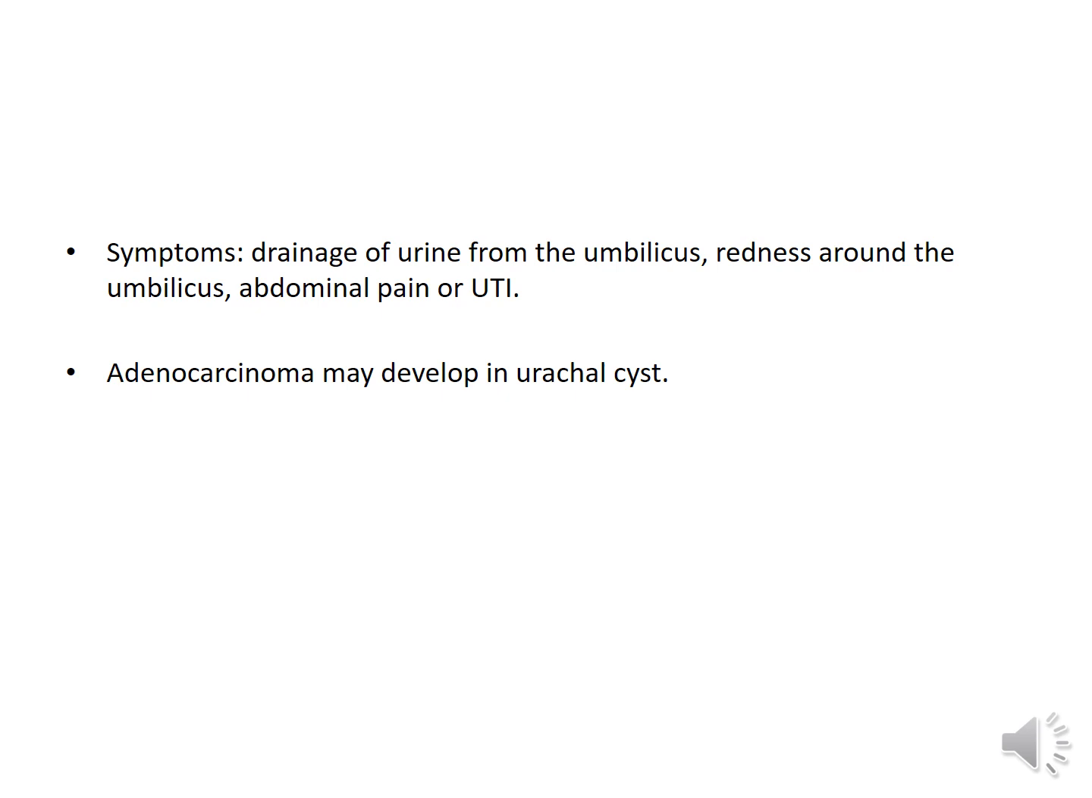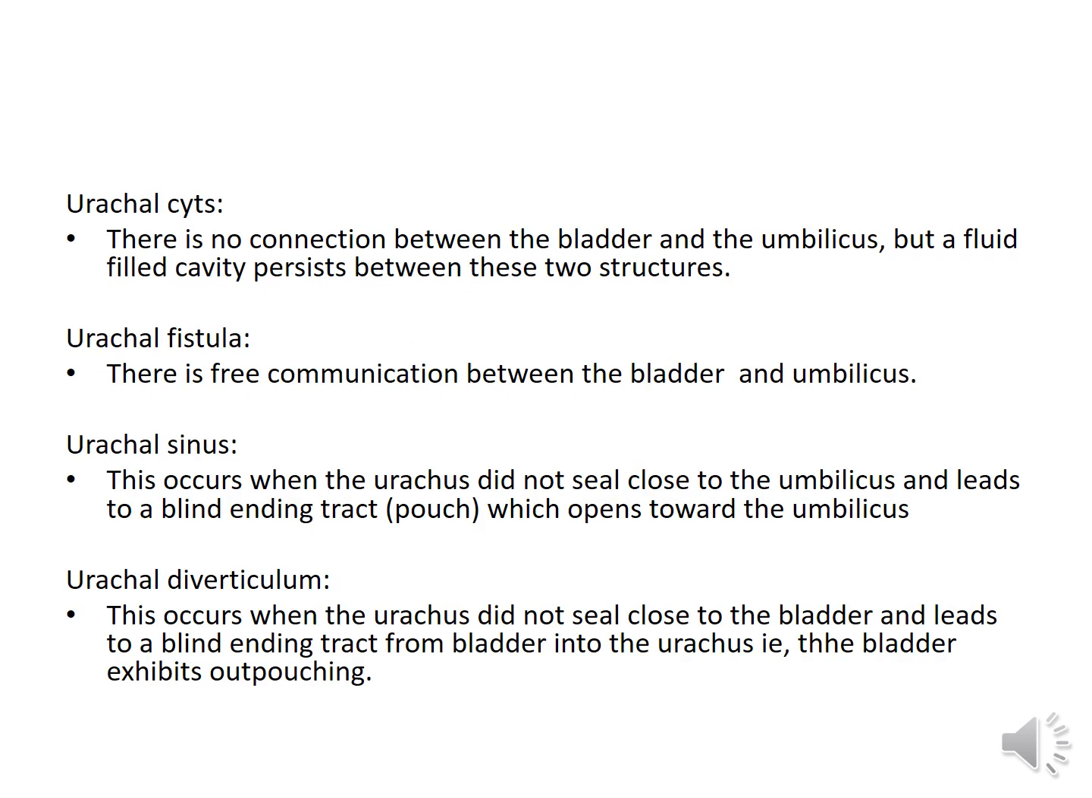Adenocarcinoma may develop in urachal cyst as a complication. So the different urachal abnormalities are, there is urachal cyst. In this there is no connection between the urinary bladder and the umbilicus, but there is a fluid filled cavity which is present between these two structures, that is urachal cyst. Next we have urachal fistula.